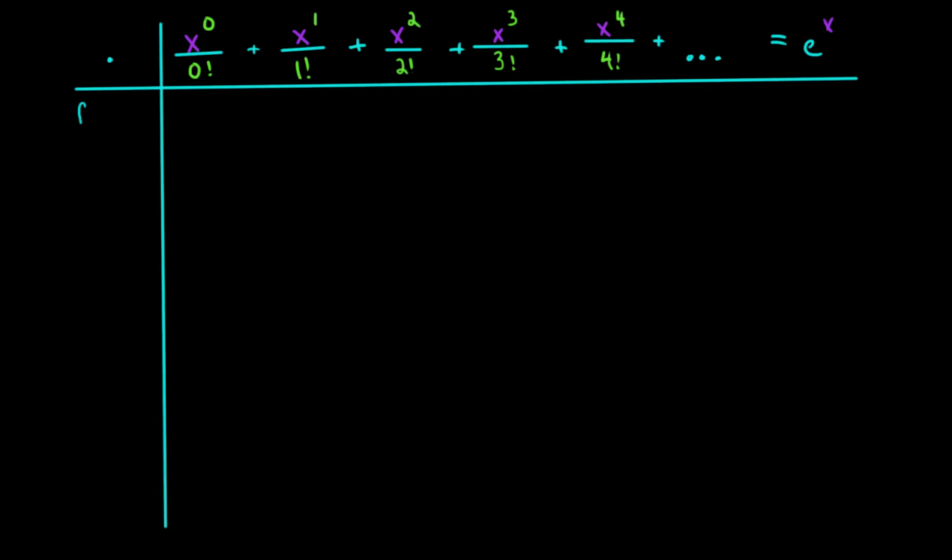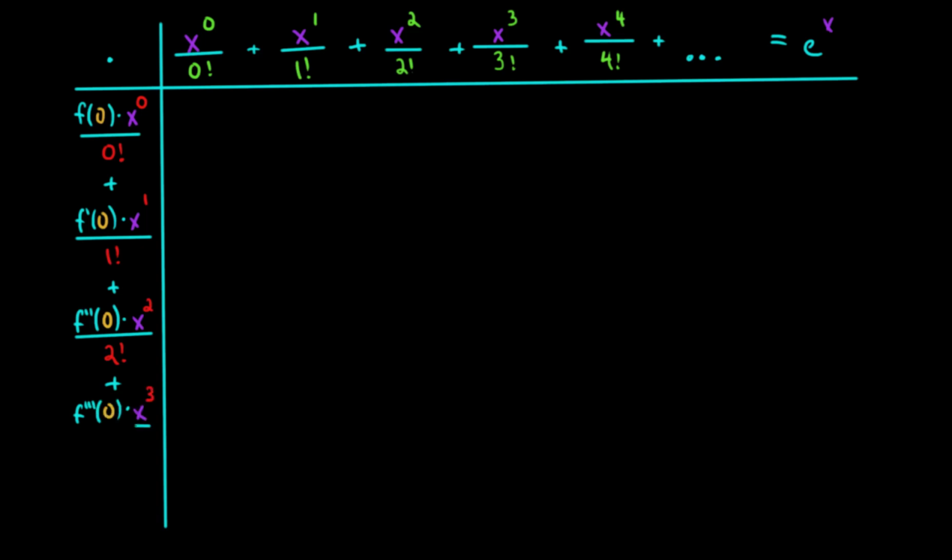And every term in that function is going to multiply all the terms in this column, where I'm going to write the terms for the Maclaurin series of f of x. So I have my first term, f of 0 times x to the 0 over 0 factorial, plus f prime of 0 times x to the first power over 1 factorial, plus f double prime of 0 times x squared all over 2 factorial, plus f triple prime of 0 times x cubed over 3 factorial, plus the fourth derivative of f evaluated at x equals 0 times x to the 4th over 4 factorial, plus dot, dot, dot.